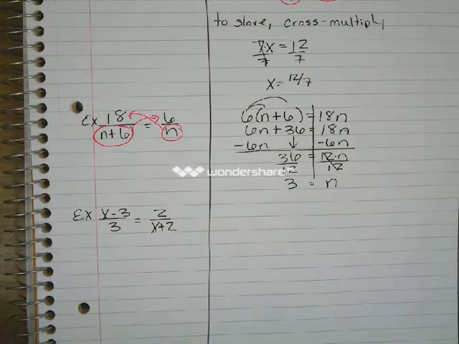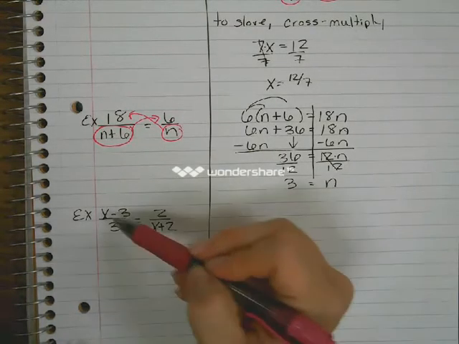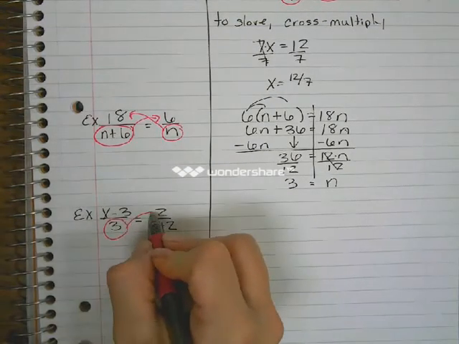All right, this is still a proportion. Ratio, ratio. So, we have 3 times 2. Just 6. But uh-oh, what do we do with this mess?